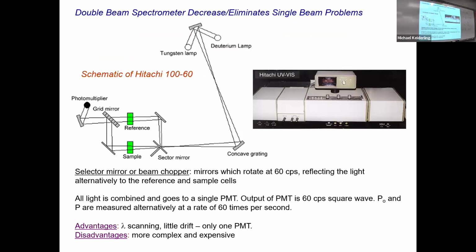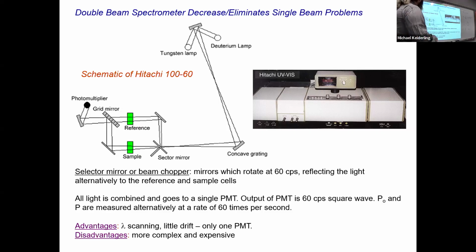A double beam spectrometer decreases or eliminates single beam problems because you can instantly switch back. You have two paths. One has your sample, one has your reference, and you can basically measure them at the same time and switch back and forth. So you have a selector mirror or a beam chopper, which is like a mirror that rotates at 60 cycles per second, reflecting the light alternately to the reference or sample cells. All light gets combined and goes to a single output, and you can measure alternately.